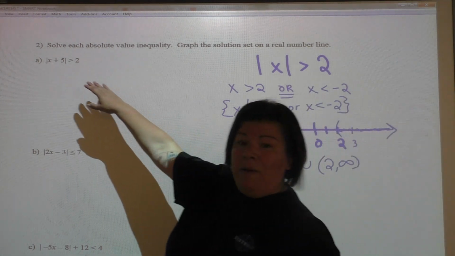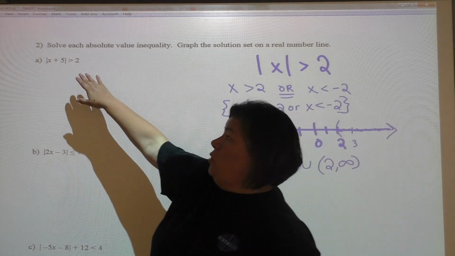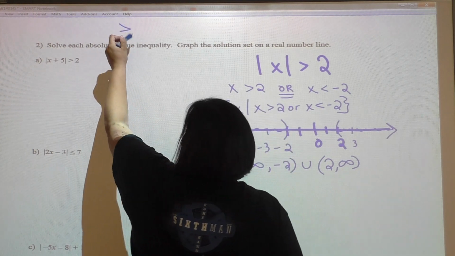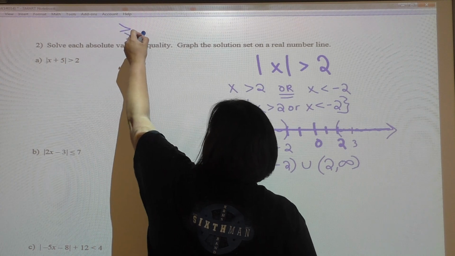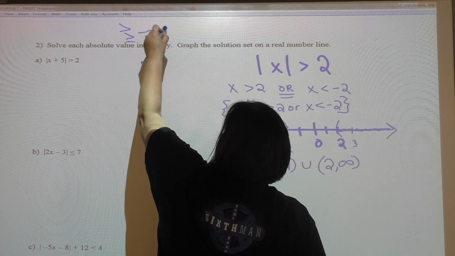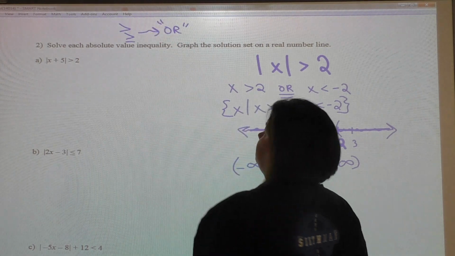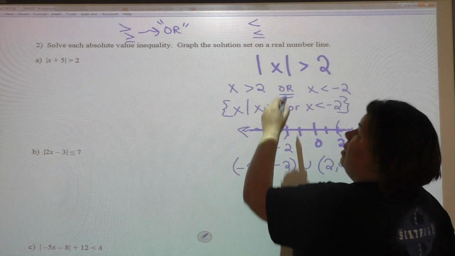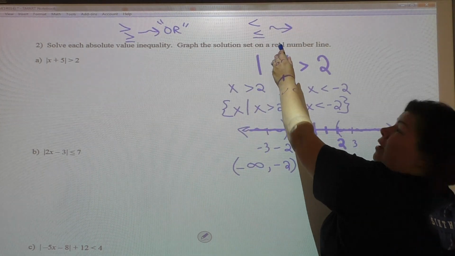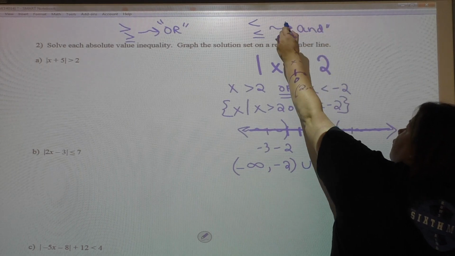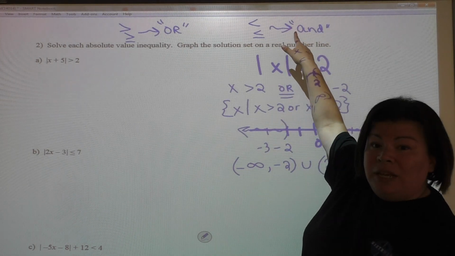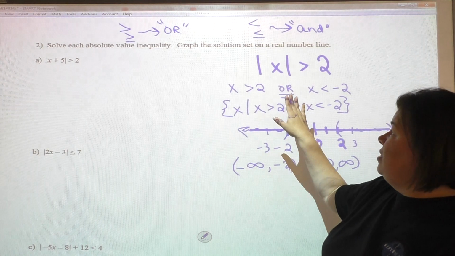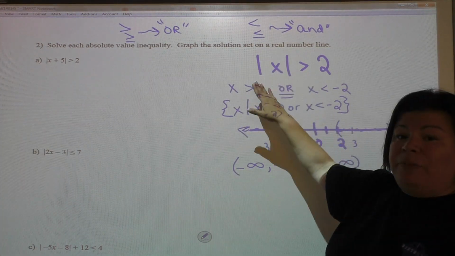So that being said, let's go ahead now and take a look at example A. Notice that I have a greater than symbol. If I have a greater than or a greater than or equal to symbol, that means I'm going to write the or phrase. If I have a less than or a less than or equal to symbol, then I'm going to be writing an and phrase. We don't reach that until problem B, so we'll deal with that in a little bit.